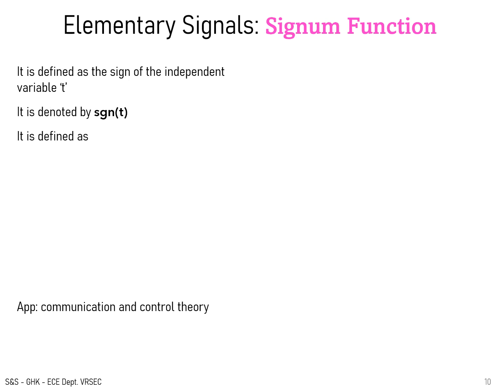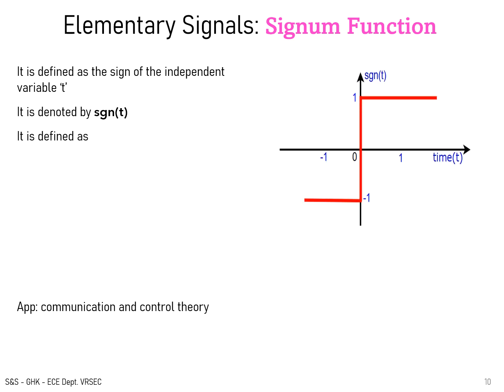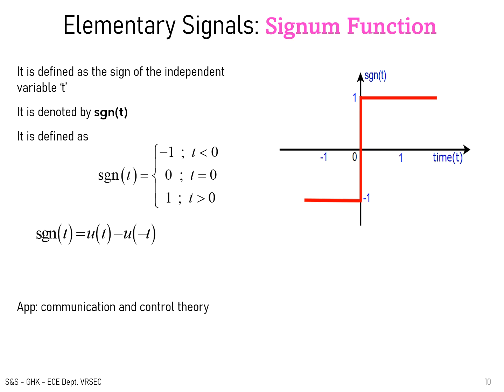The next function is the signum function. It is defined as the sign of the independent variable. Sgn of t represents the signum function. Here this signum function defines the sign of the independent variable t. The functional representation is Sgn of t equals minus 1 for t less than 0, 0 for t equal to 0, and 1 for t greater than 0.